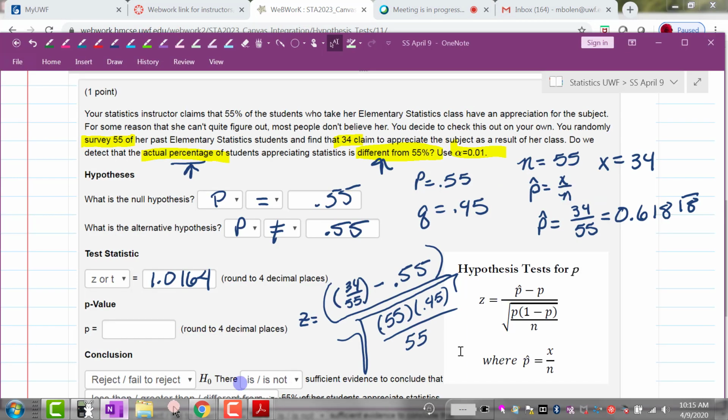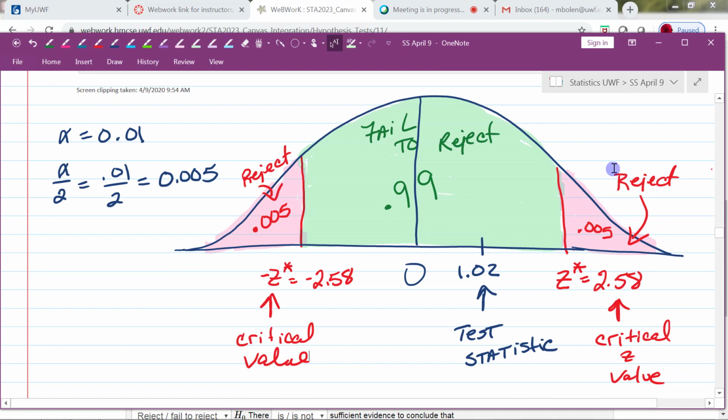So it's asking for p-value. So here we have our picture of what's going on. We know we're going to fail to reject. Now what we're going to look for is our p-value. And because it's a two-tailed test, our p-value is a little different. So our p-value is calculated like this.